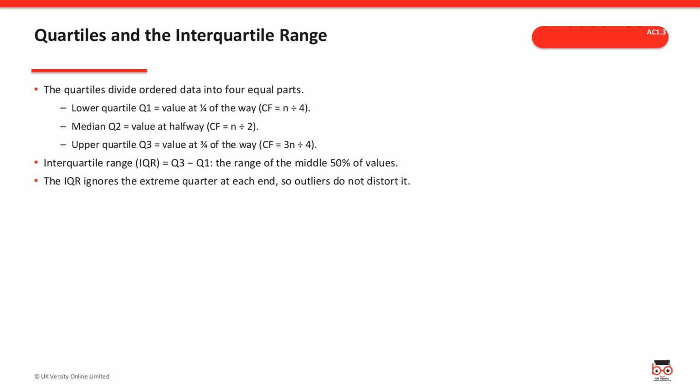The interquartile range is Q3 minus Q1, the span of the middle 50% of your values. Because it throws away the extreme quarter at each end, outliers simply can't distort it.